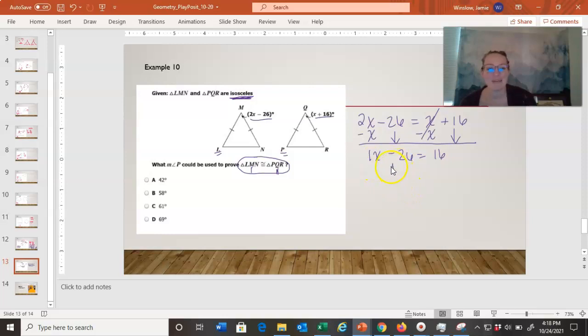All right, we're going to get this x by itself by adding the 26 to both sides. So x equals 42. So that's the value of x.